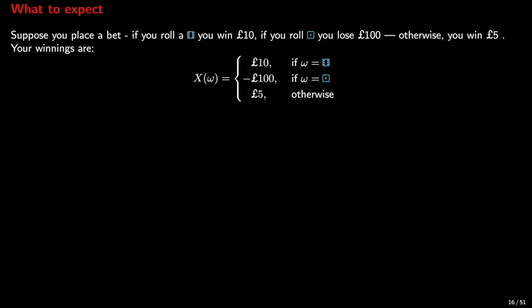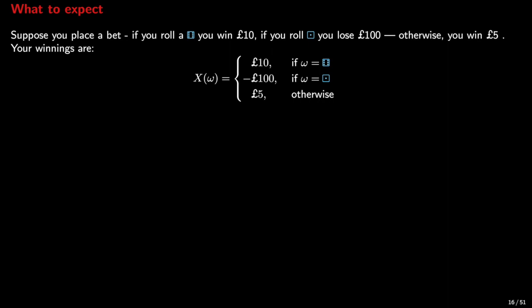It is reasonable, when you have a random experiment, to ask what should you expect from that random experiment. So when you have some random winnings from a bet, how much should you expect to win or lose? Now, suppose you place a bet and you agree that if you roll a 6, you win £10. If you roll 1, you lose £100. Otherwise, you win £5. Is that a game from which you should expect to win or lose money, and how much? That's the question. So your winnings are as follows.